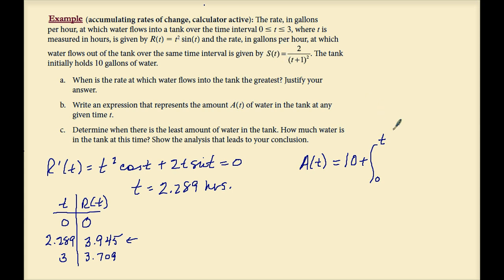Since the upper endpoint of integration is t for time, I'm going to substitute t with x in these expressions in the integrand. So we'll have x squared sine x minus 2 over x plus 1 quantity squared dx. And this is the expression for the amount of water in the tank at any given time.